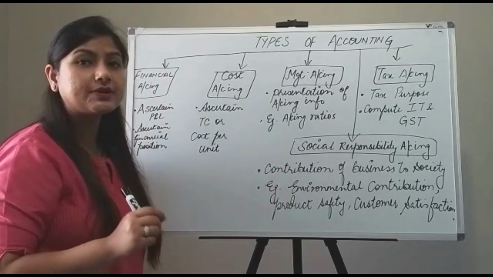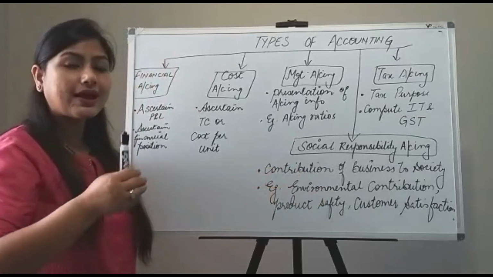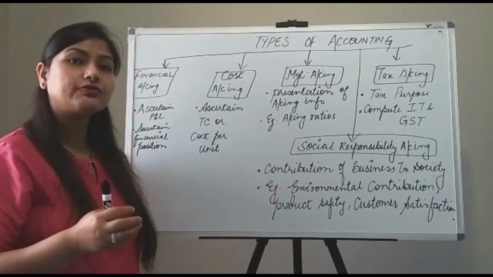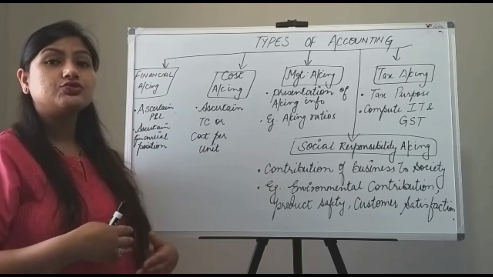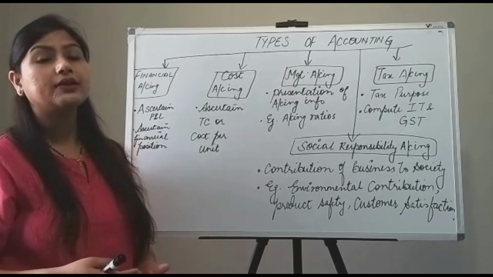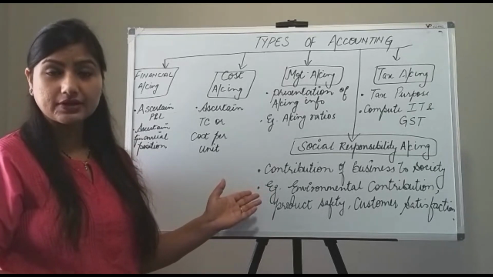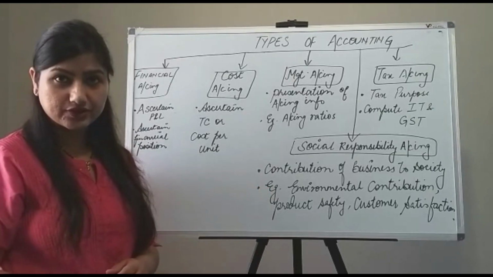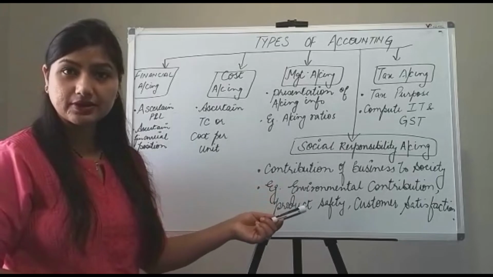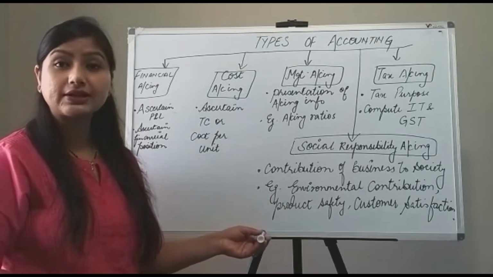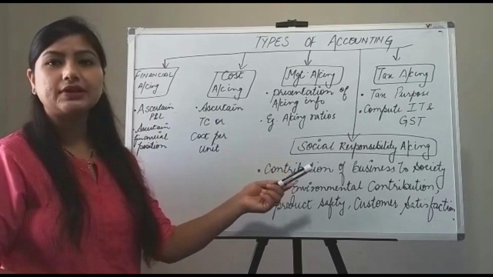Now, social responsibility accounting talks about the contribution of the business to society. Now, as you know that a business makes use of the resources of the society, so it becomes its responsibility to do something for the society. So, how can a business contribute to the society? Of course, by looking after the environment. It should contribute to environmental protection, and avoid pollution. So by contributing towards environmental protection or maybe by giving product safety and above all customer satisfaction. So this is about social responsibility accounting.